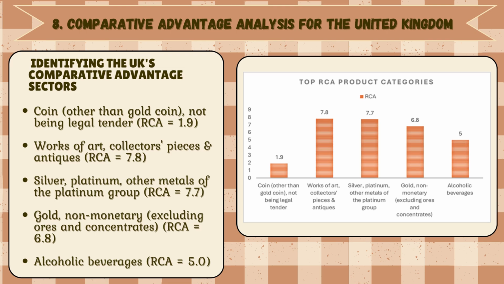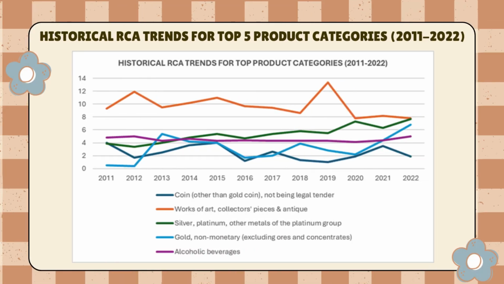For the comparative advantage part, the analysis has revealed that the UK demonstrates significant comparative advantage in several key sectors. As depicted in this chart, the UK excelled in the production and export of coins other than legal tender, works of art and antiques, precious metals like silver and platinum, non-monetary gold, and alcoholic beverages. Therefore, to better understand how these advantages have evolved, let's examine the historical trends and the revealed comparative advantage, or RCA, for these top product categories from 2011 to 2022.